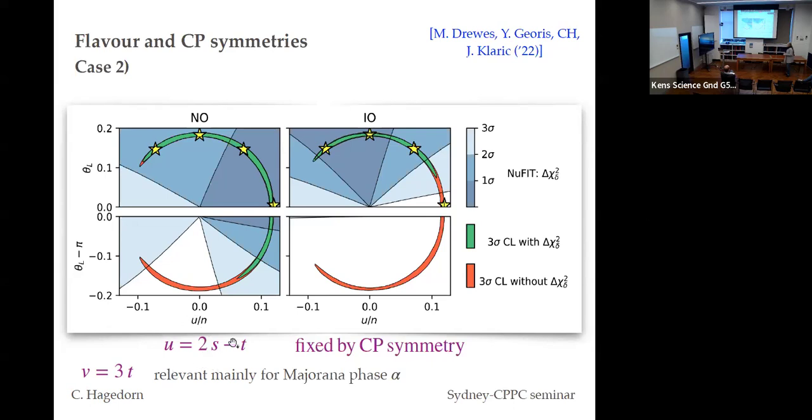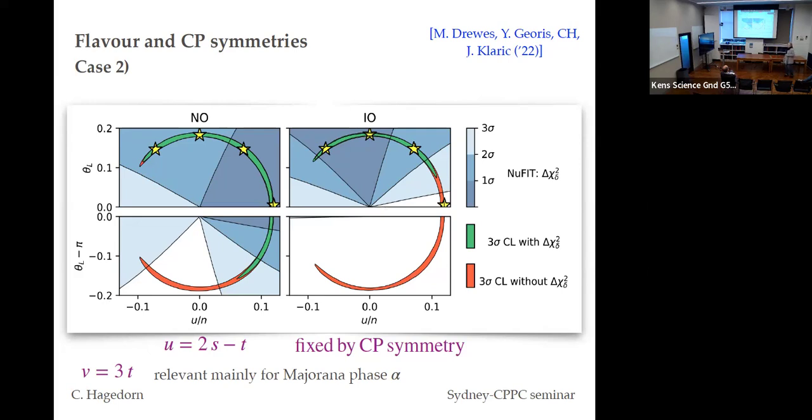But only this part here is fixed by the desire to fit the lepton mixing angles. In order to fit the lepton mixing angles, which we know well, you have to sit on this arc. Mainly this arc is determined by theta 13 and how it has been measured. And now what you can see here is some difference between normal and inverted ordering because the data is different. You also see a difference depending on whether you include the hint, which is maybe there for the CP phase delta, or you don't include it at the sigma level, but just to give you an idea.